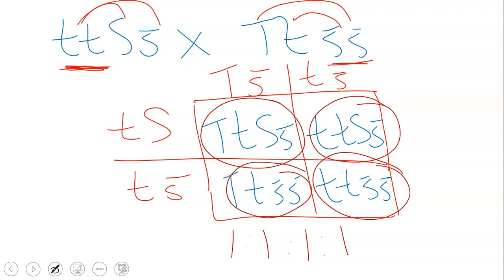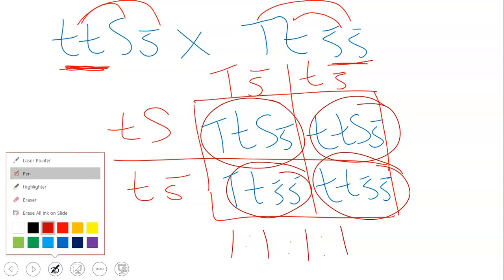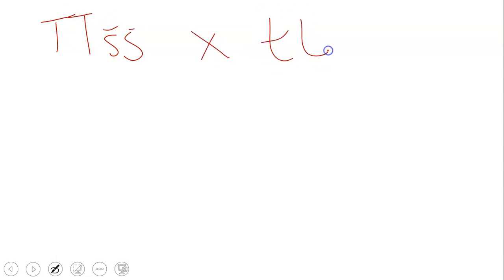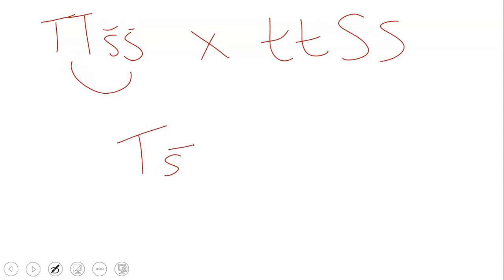Okay, and I think our last one on here is going to be big T, little s, crossed with little t, big S, big S. Okay, so same thing. We don't have to do a 16-box Punnett square because we have repetition of alleles. And so we could say, okay, the T alleles here in the first parent are the same, and so are the S's. So all of the gametes produced are going to be big T, little s. That's the only type of gamete that could be produced. And from this parent, well, we only have little t, big S.